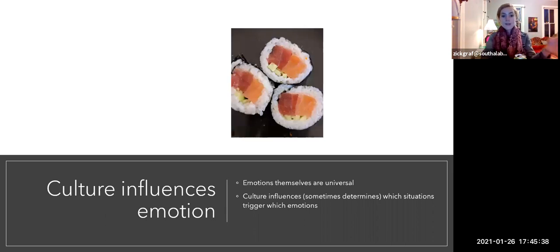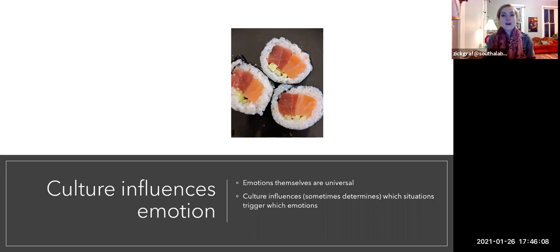So an example of culture influencing emotion has to do with sushi. Like I mentioned earlier, the emotion that's most associated with inappropriate, spoiled, or dangerous food is disgust. And until about 1970, if you showed sushi to an American, it would elicit disgust. The idea of eating raw fish to someone in 1965 would probably seem really revolting, unless they were, I don't know, in San Francisco or on the coast somewhere.